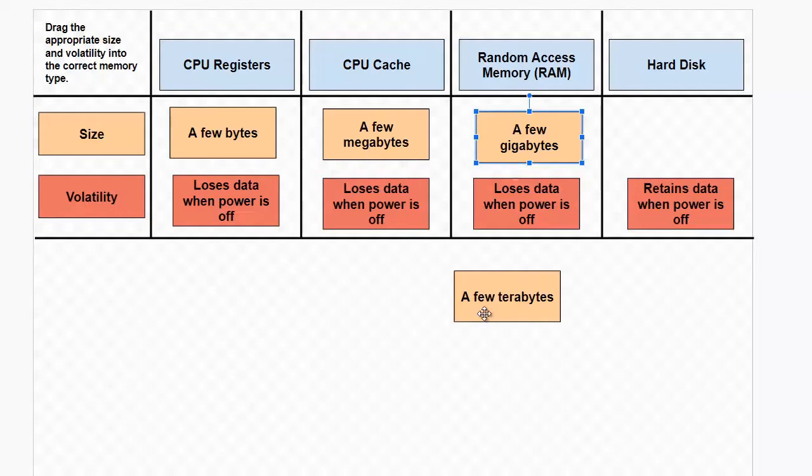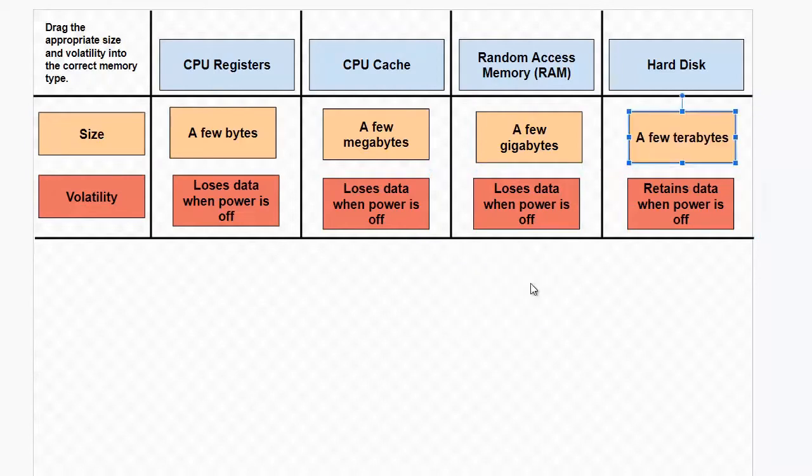And then finally the hard disk. The way I think of the hard disk is further away, because normally it's connected via a cable. And these days hard disks, we're looking at terabytes. So, in summary, the closer to the CPU it is, probably the smaller it is. Anything that's primary storage will lose the data when the power's off, and the hard disk, which is secondary storage, keeps the data when the power's off.